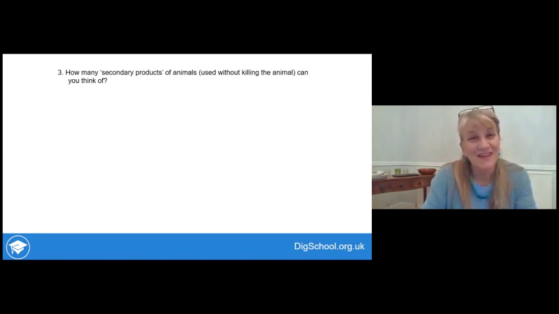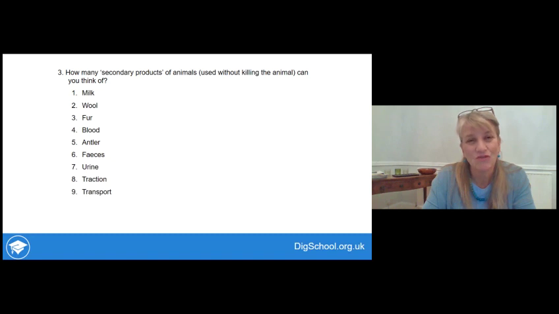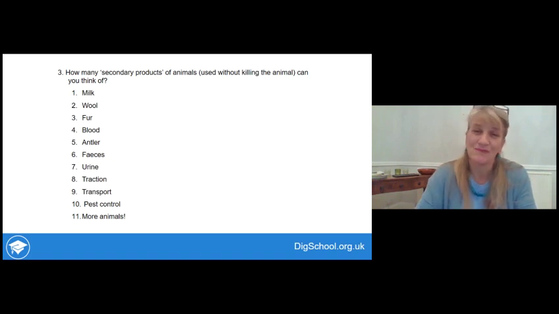Okay, so in answer to the question about secondary products, the use we can make of animals without having to kill them for their meat: milk, of course, wool, fur, blood, antler, feces, urine, traction, pulling things, transport to move things around, pest control, and of course more animals. Once you've got a captive herd of animals, you can breed more animals.